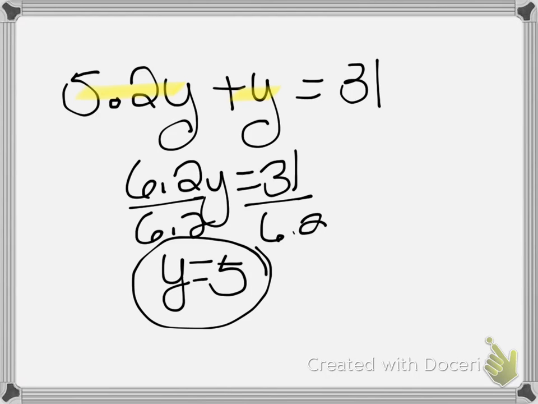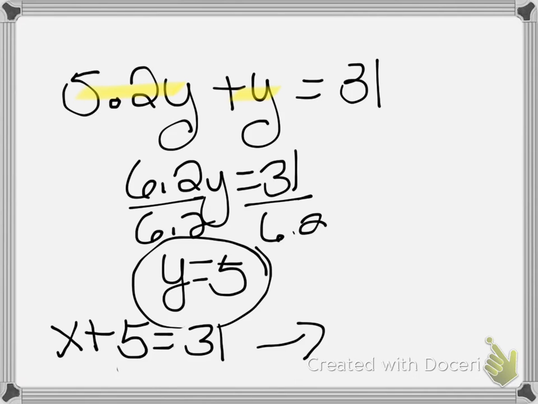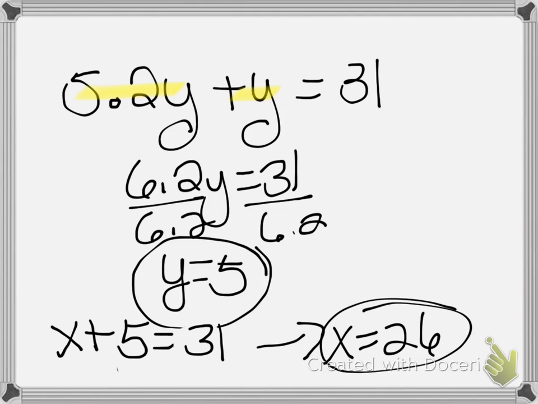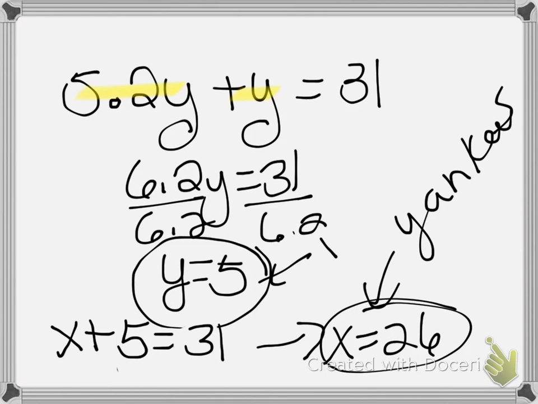Now, if I want to know how many World Series the Yankees have won, I need to substitute the 5 back into one of my original equations. Well, x plus y is equal to 31. That's what I originally had. If I take out y and replace it with 5, so I have x plus 5 equals 31. Subtract 5 from both sides, and x is equal to 26. So this means I know that the Yankees have won 26, and the Reds have won 5.